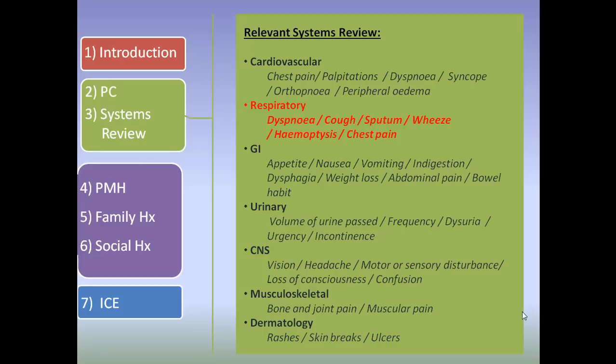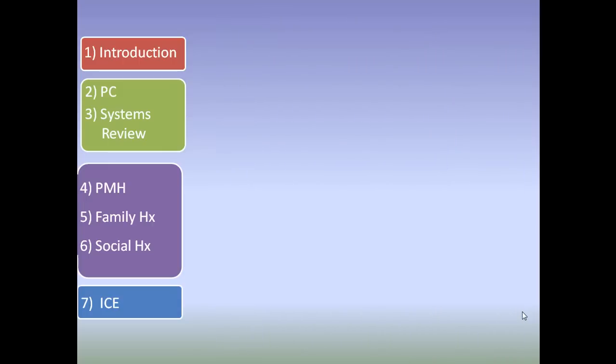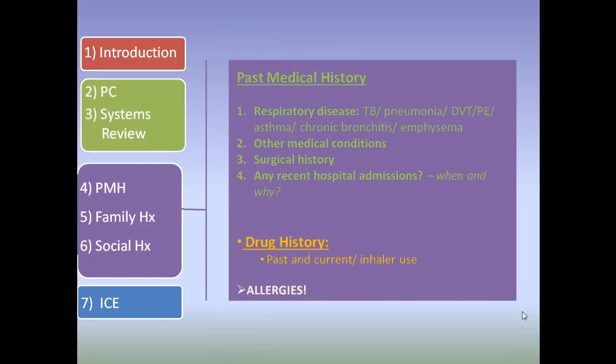Here's an example of a relevant systems review, which I've highlighted in red, but there are further questions specific to that symptom that need addressing, and we'll come on to these a bit later. So, the next area of the consultation is much quicker and just requires a few questions to ascertain any major past medical history, which is important to note.